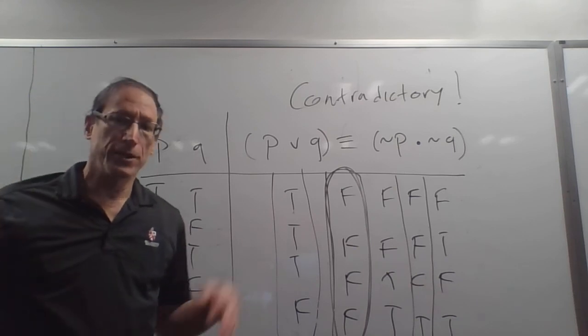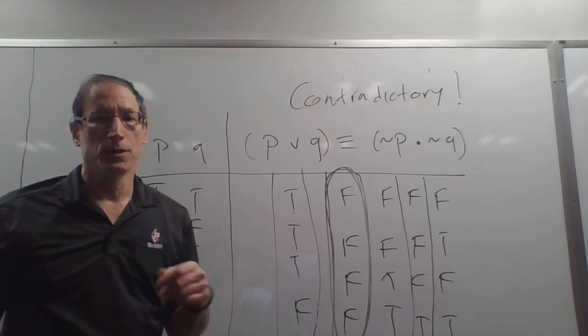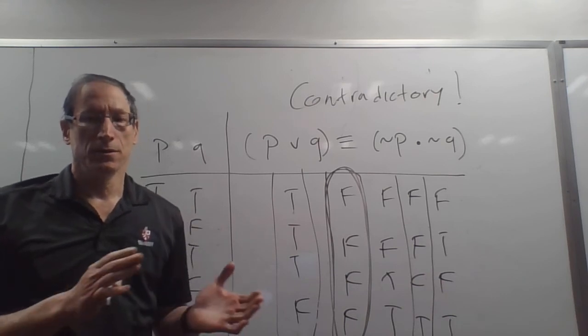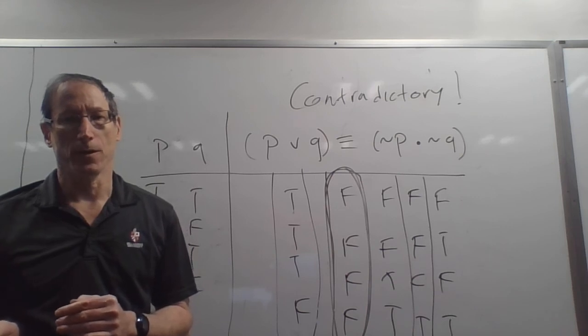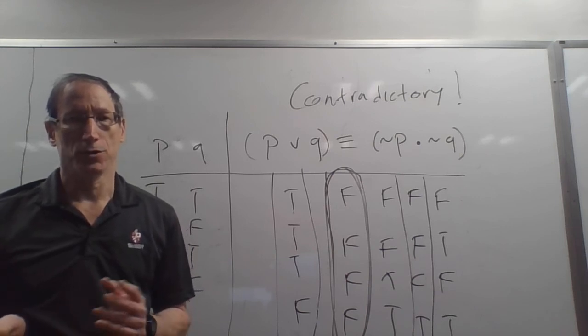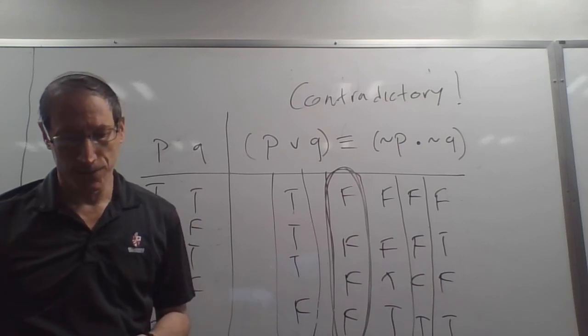Okay, so there are three types of statements. Tautologies always come out true. Contingencies have at least one true and one false result on the truth table. And then you have contradictories, which are completely false all the way down.